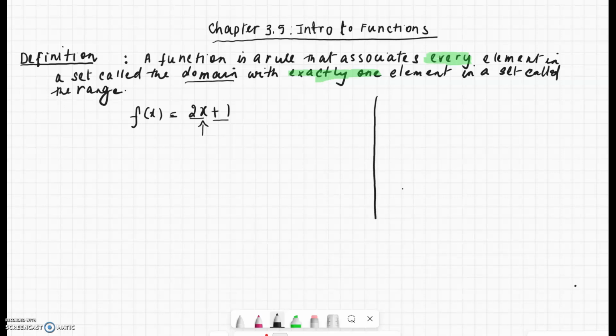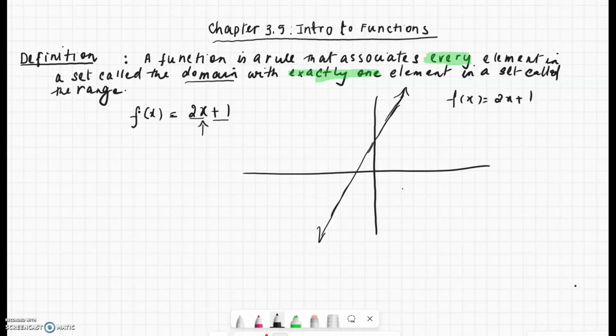Now, we also graphed this function, and I'm just going to sketch a rough graph. So we have f of x equals 2x plus 1. This, let's say, is the graph of that function. Then we said that another way of doing this graphically is we plug in an x, get a value for y, and make sure that for every x we're getting exactly one y. So this is how we evaluate functions.